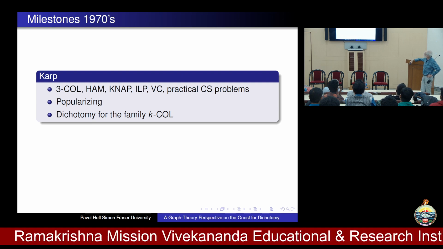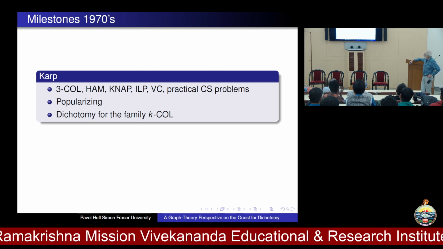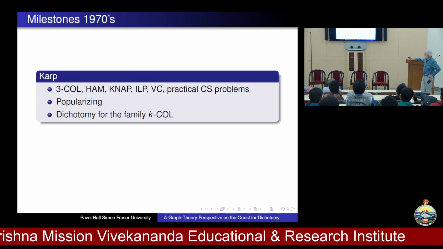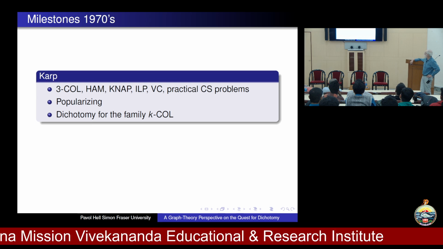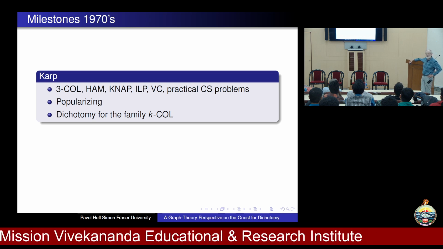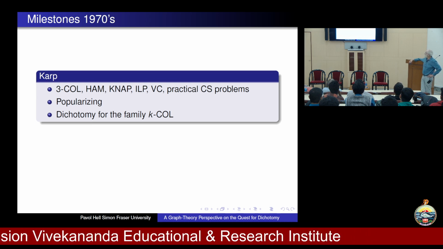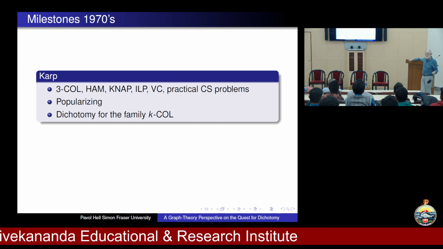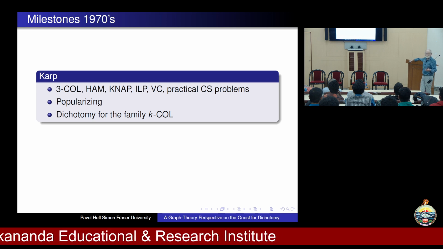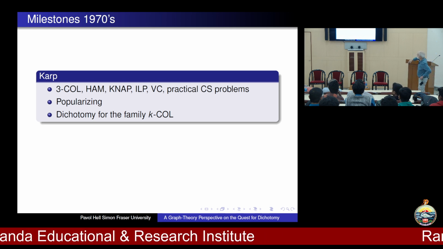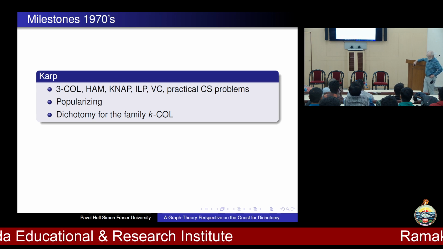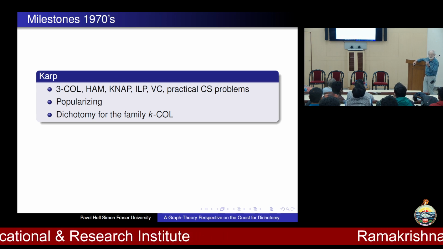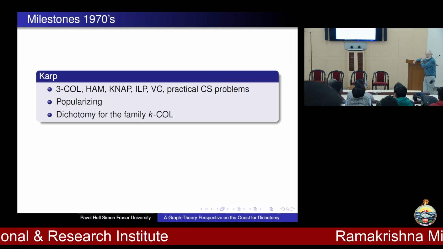Now, Karp did another thing which has relevance for us because it was the first dichotomy. This is a dichotomy you probably know, and that is for the problems of K-coloring. K is a parameter, right? Karp was the first to observe that this problem is polynomial when K is 1 or 2, and NP-complete when it's 3, 4, or more. So this is the dichotomy.